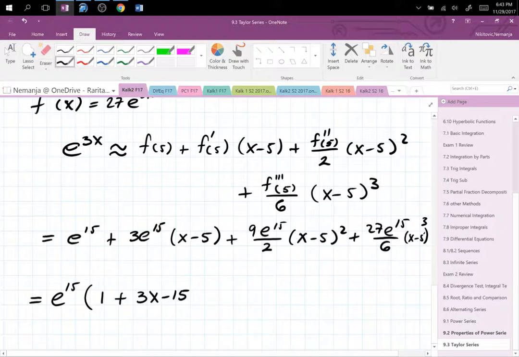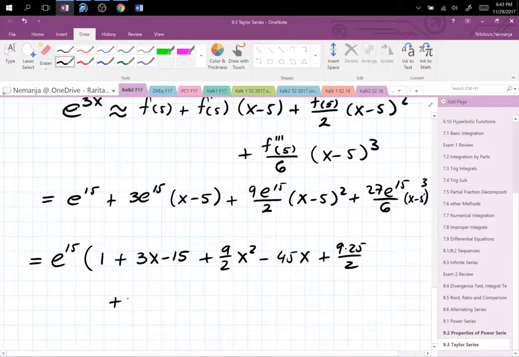Now e to the 15 goes outside. I have 9 halves that survived, and I have to expand by FOIL x minus 5 squared. So this is going to be plus 9 halves x squared minus, that's going to be 10x, so 45x, and then plus 25, so 9 times 25 over 2, whatever.